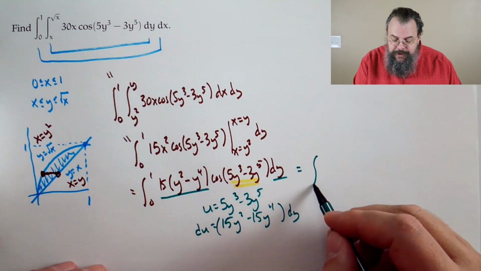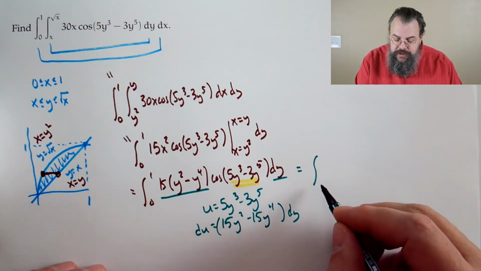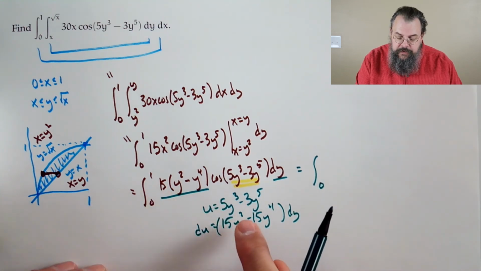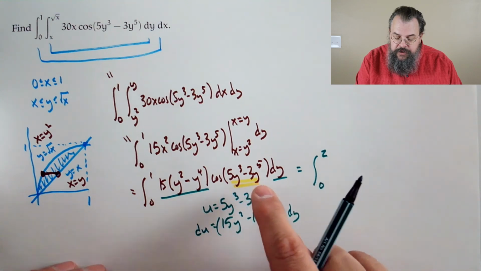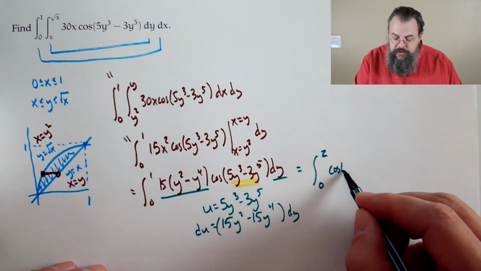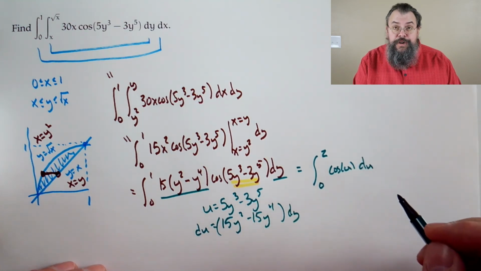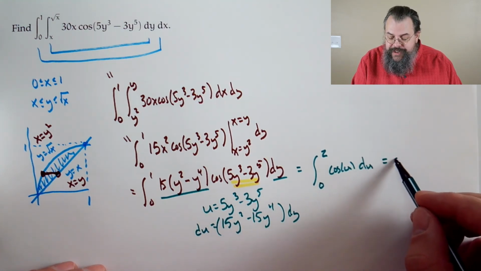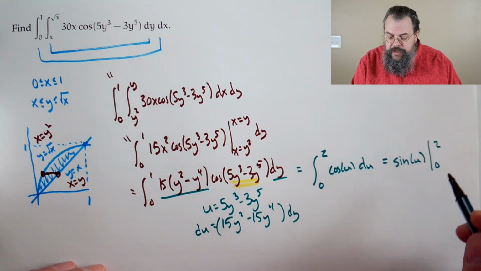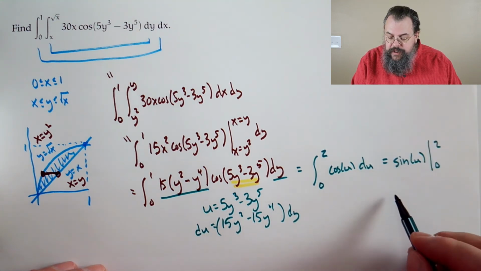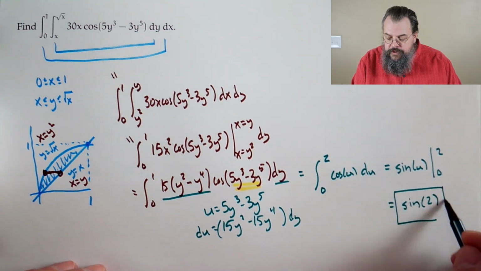So this is going to become, our bounds, 0, 0. Plug in 1: 5 minus 3, 2. Then we're going to get cosine u, and then the rest of it becomes du. Wow, beautiful. So the integral of cosine is positive sine, evaluated 0 to 2. If you plug in sine of 0, you get 0. And so we plug in 2, and we end up with sine of 2.